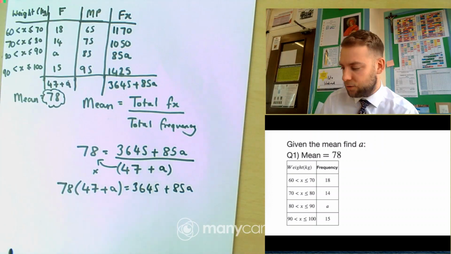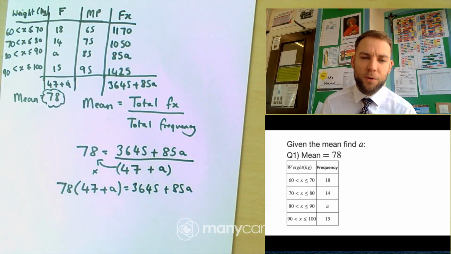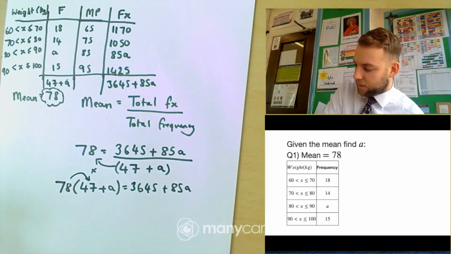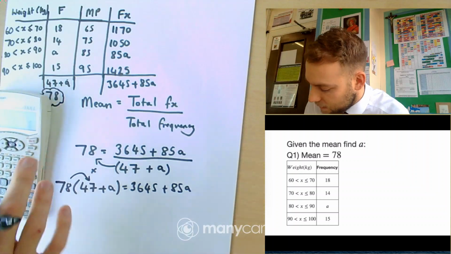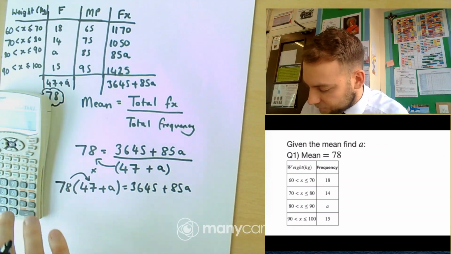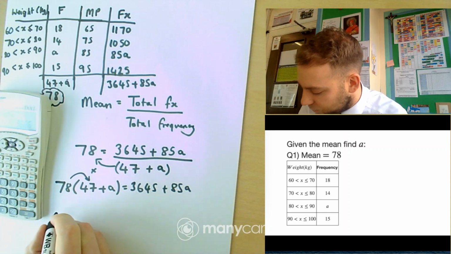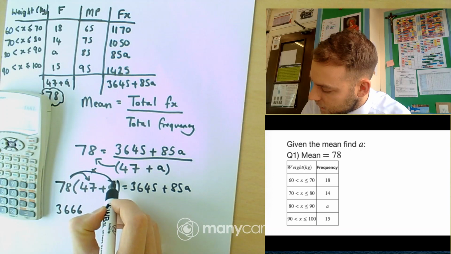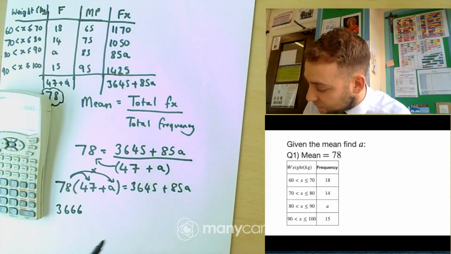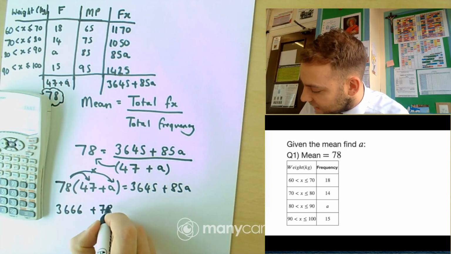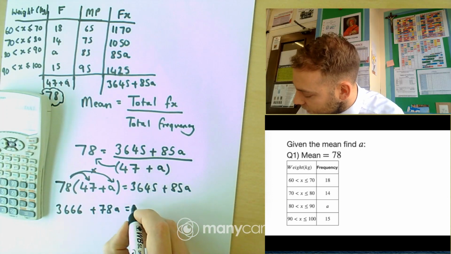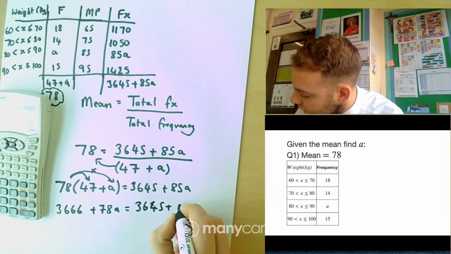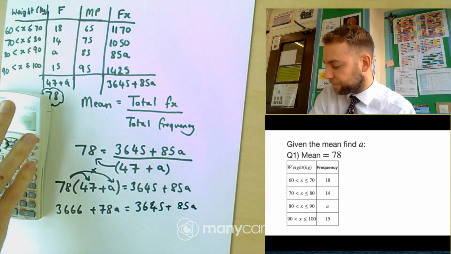I'm going to expand this bracket out. Notice I've got a's on both sides, so I'm going to have to take away one of those at some point. So 78 times by 47 is equal to 3,666. 78 times by a is just going to be 78a, which is equal to 3,645 plus 85a.